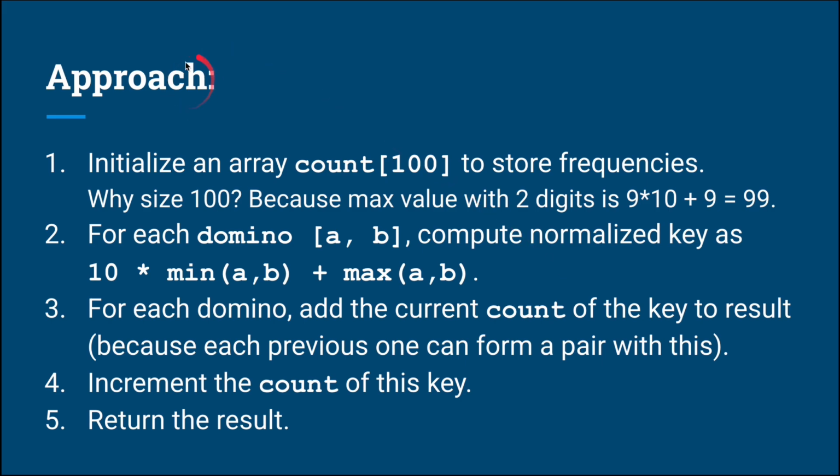What I'm trying to say in this approach is, first of all, we'll initialize a count array of size 100, since the max 2-digit key is 99. Then we loop through all the dominoes, and for each domino we compute the normalized key, add the count of that key to the result, and then increase the count for future pairs. This way, for every domino, we count how many times we have seen an equivalent one earlier, and so we return the result.